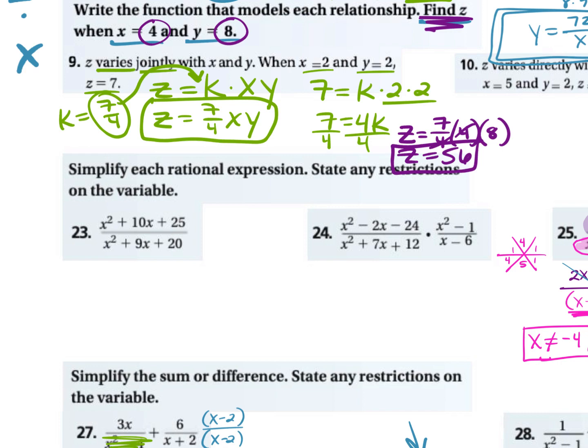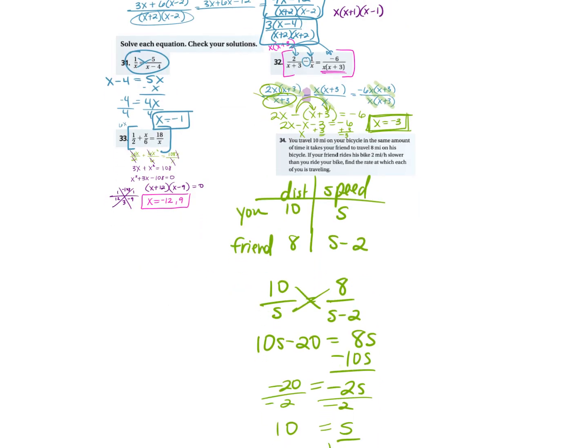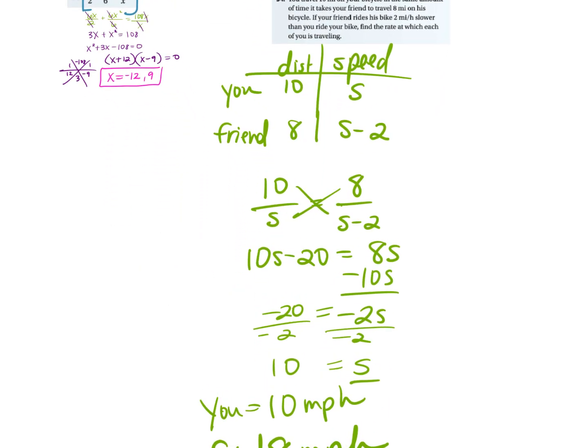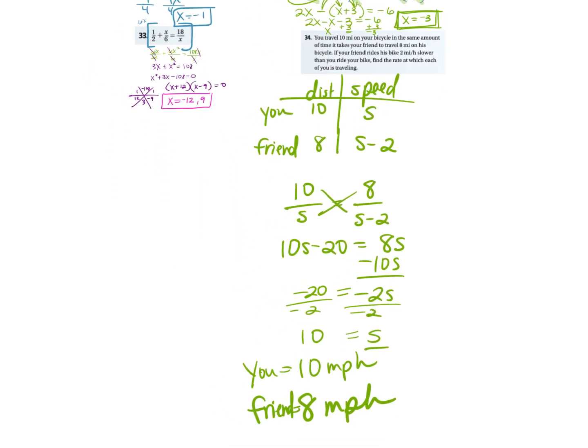Anything else you want to see? I did the last one, 34. I missed it. It's direct variation. So I set it up as a proportion. 10 over the speed equals the friend's distance over the friend's speed. So 10 over s equals 8 over s minus 2. And then cross multiply. Was there one back here? Heaven, did you raise your hand?